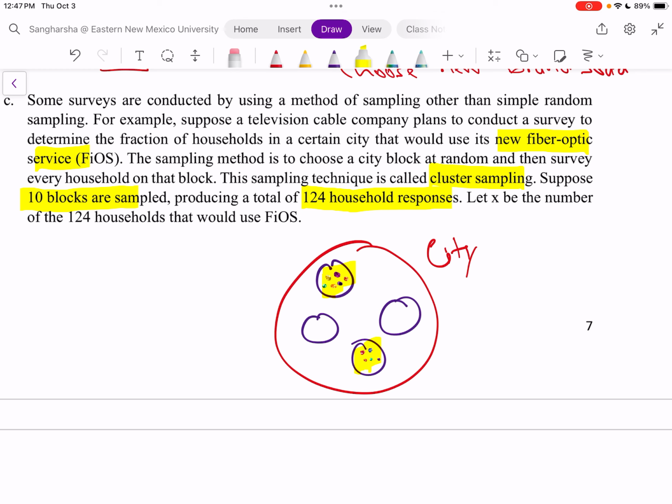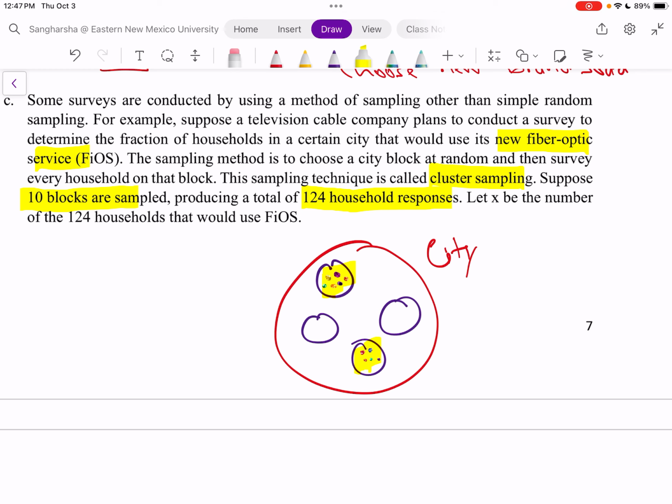Once you separate them into 10 blocks, at first you choose 10 blocks randomly. Like in Portales, let's suppose we have 50 blocks, and out of 50 blocks we choose 10 blocks randomly. So whenever we have simple random sampling, the probability remains the same.